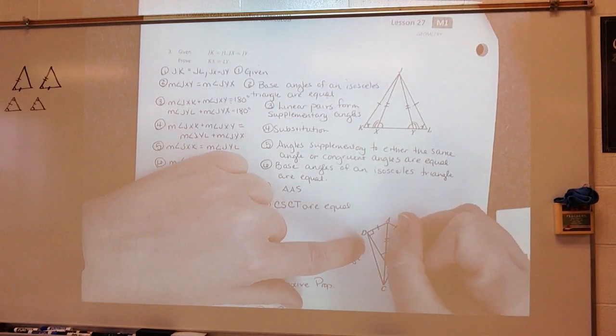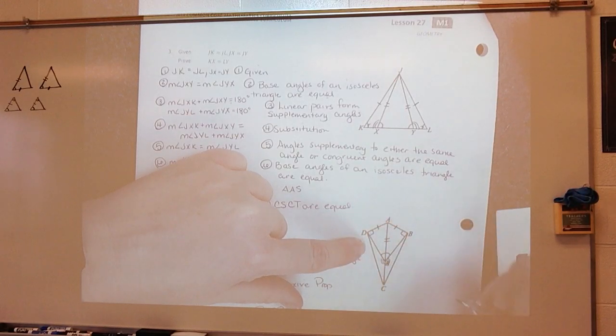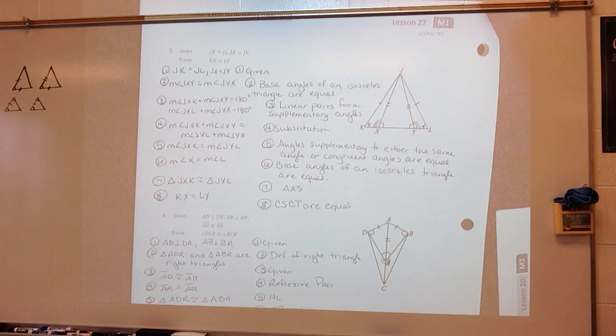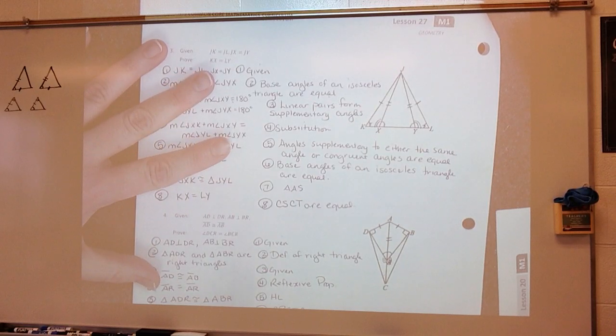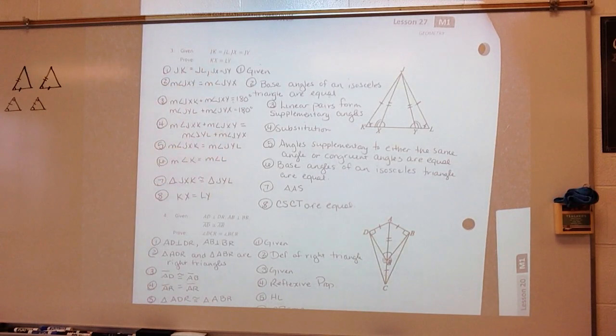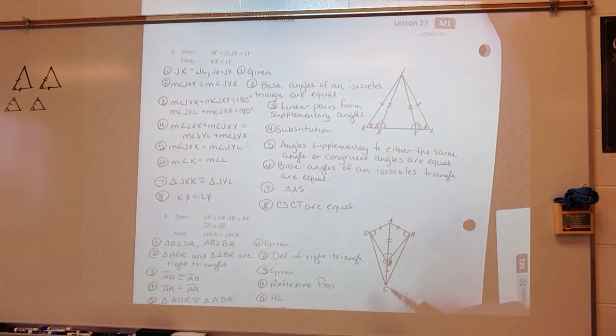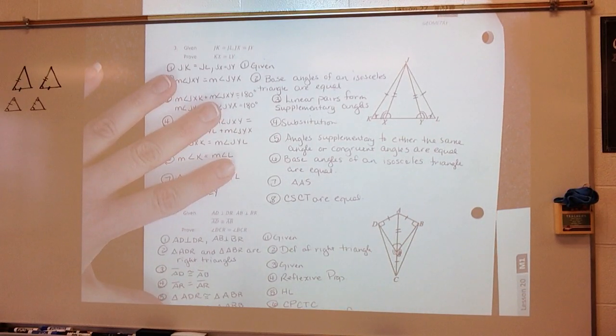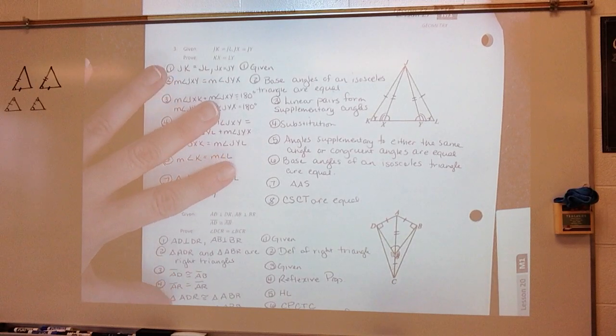So now I can say this is congruent. What do I know about RC? I wrote over top of it. I know RC is equal to RC because of reflexive property. What do I know about DR and BR? I know DR and BR are equal because they are corresponding parts of congruent triangles.